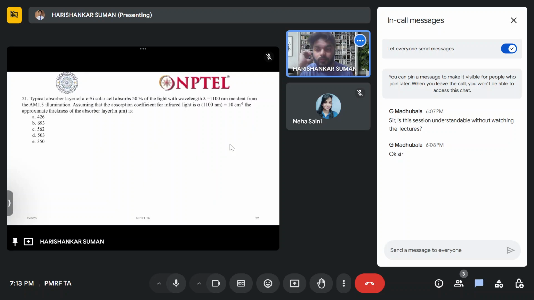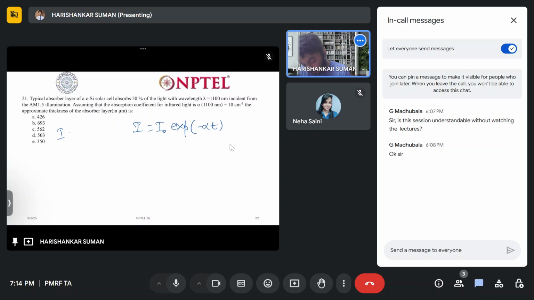Next question. A typical crystalline silicon solar cell absorber absorbs 50% of the light with wavelength 1100 nanometer incident from the AM 1.5, which is one sun. Assuming the absorption coefficient in the infrared, alpha, is 10 to the power 10 per centimeter, find the thickness of the absorber layer. Use this expression. Please calculate.